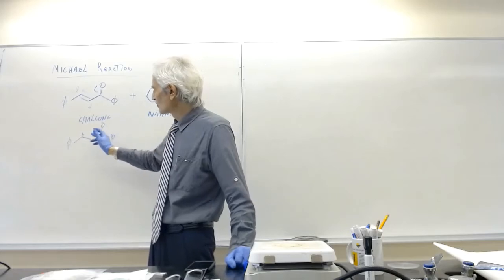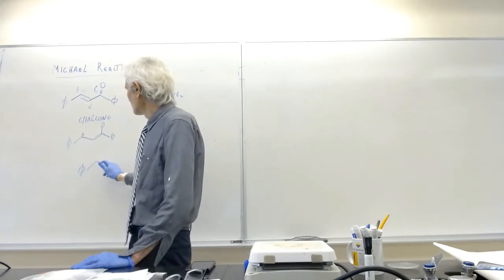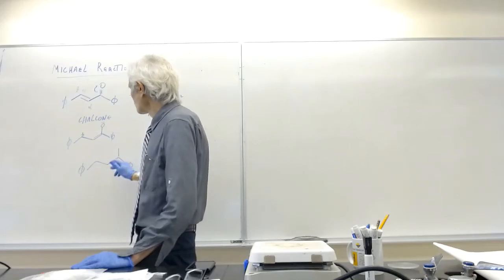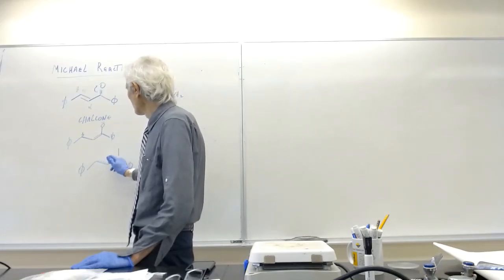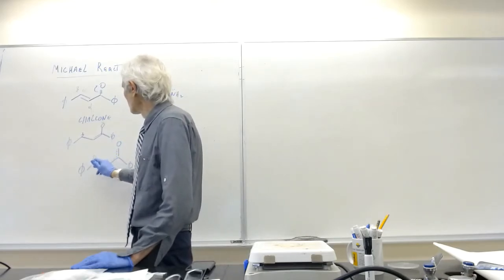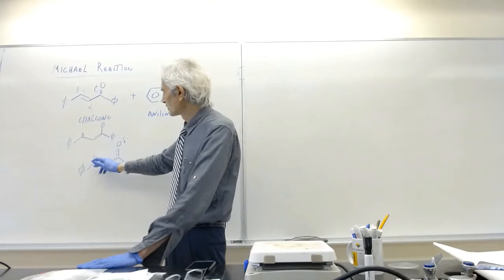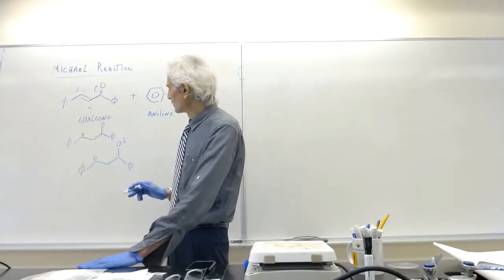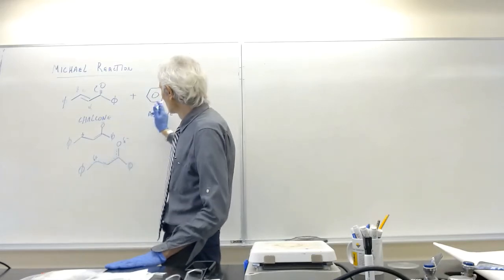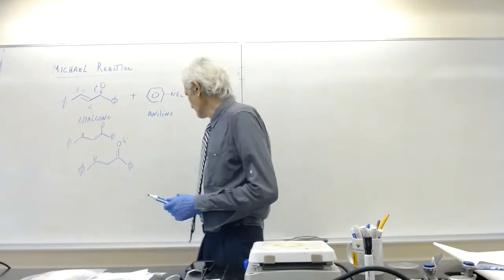Of course, I said this is exaggerating, but if I were to really show you the true structure, it would have a partial positive on this carbon and a partial negative on the oxygen, and partial pi bonding between carbon, carbon, carbon, oxygen, right? So again, because this carbon is partially positive, that's where the nucleophile is going to attack. Okay, so this was just an intro.